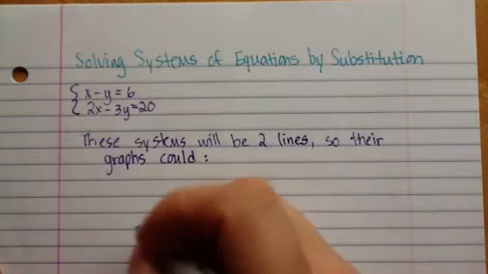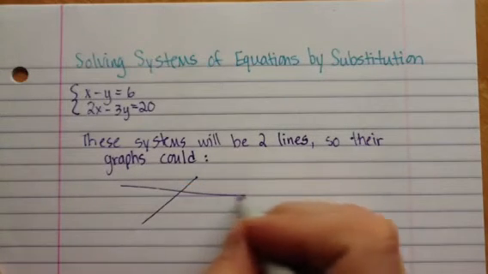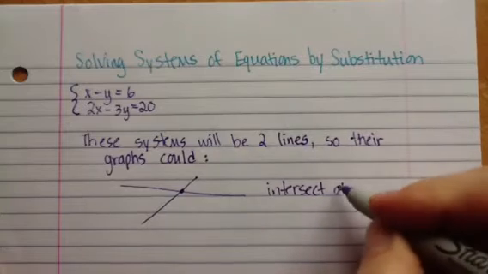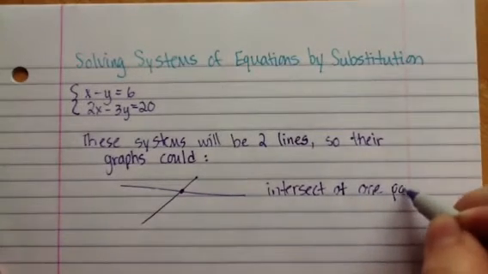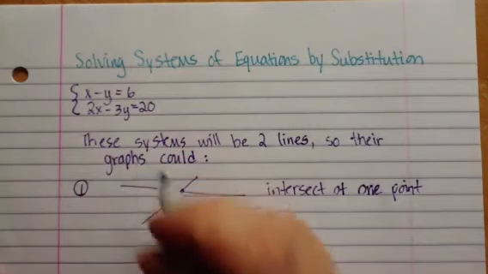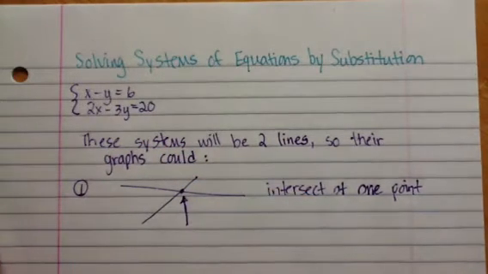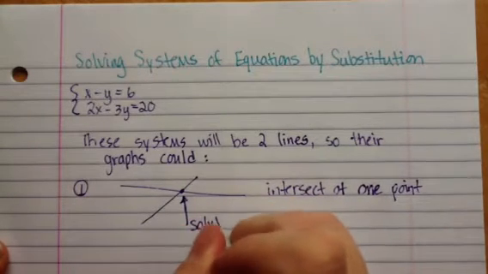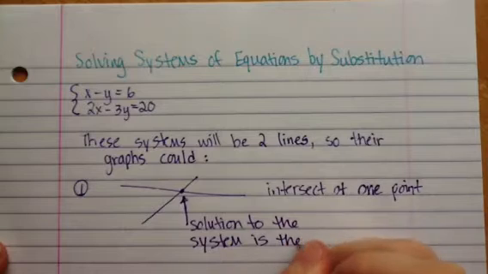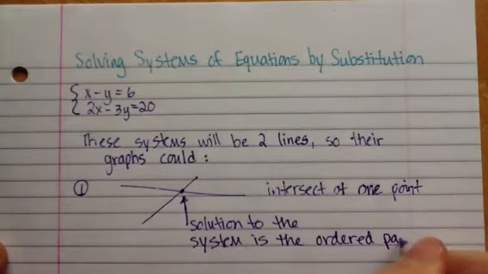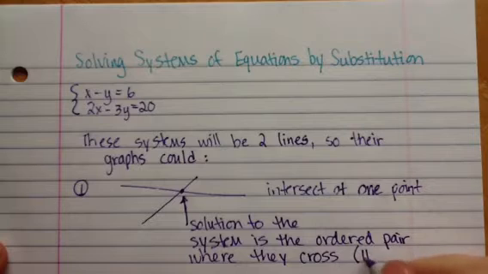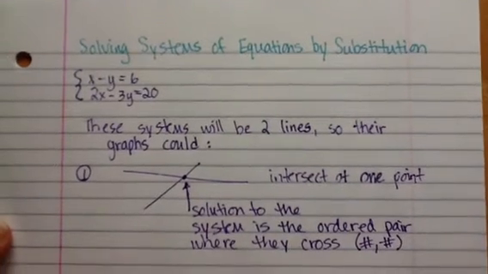We could have two lines that intersect at one point. If the two lines intersect at one point, then the solution to the system is the ordered pair where they cross. So that will be in the format of an ordered pair with two numbers.